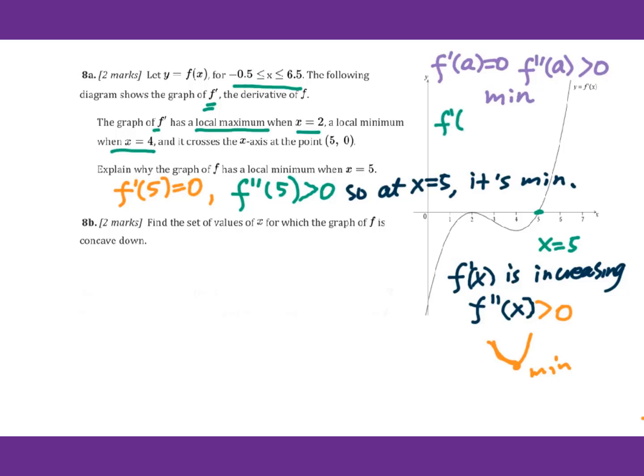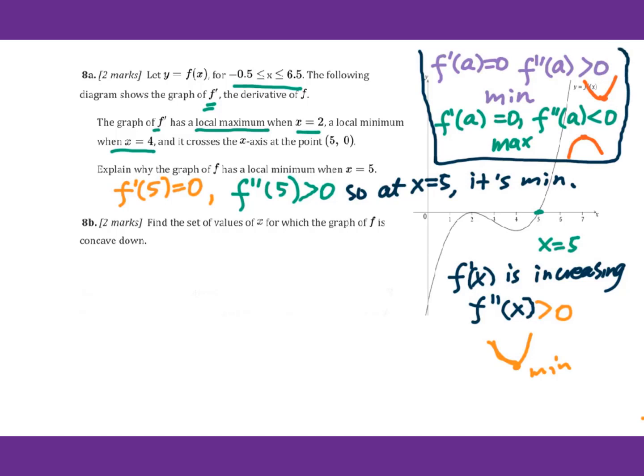Otherwise, if you have f prime of a equals 0, and the double prime of a is less than 0, it will be a maximum point. When the second derivative is positive, that means concave up. When the second derivative is less than 0, it means concave down. Remember, this is the rule for you to decide whether a point is a minimum or maximum point.